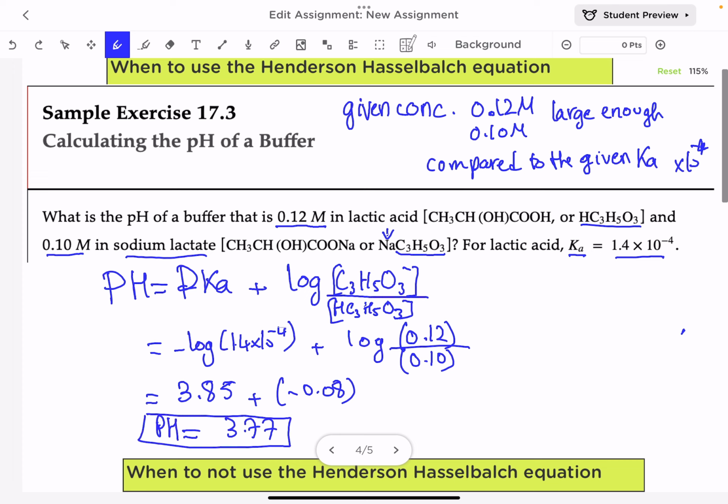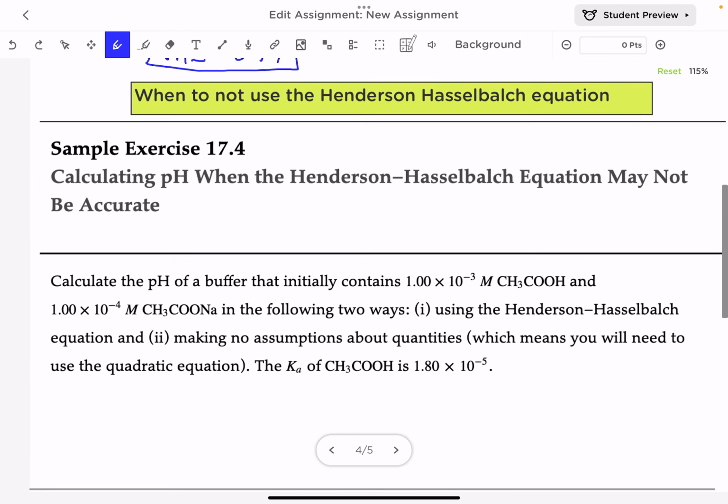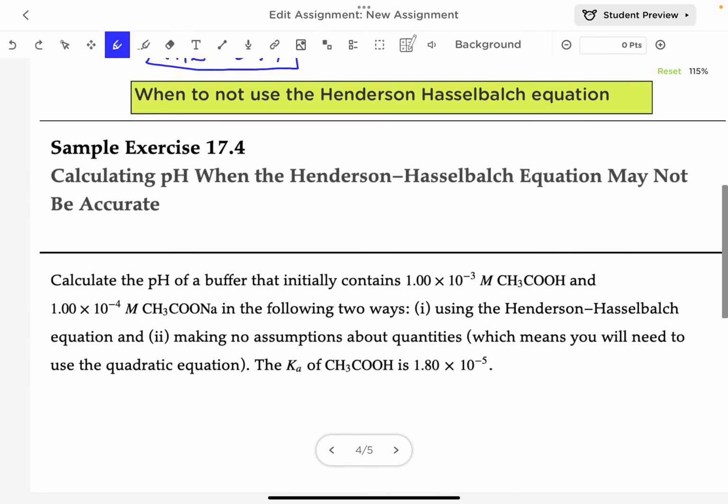Now, case 2, when we cannot use the Henderson-Hasselbalch equation. And this is an example given. They need to calculate the pH of a buffer solution containing 1.0 times 10 to the power negative 3 molar of the acid and 1.0 times 10 to the power negative 4 molar of the base. So first, let me show you if I use the Henderson-Hasselbalch equation, what will be the calculated pH.